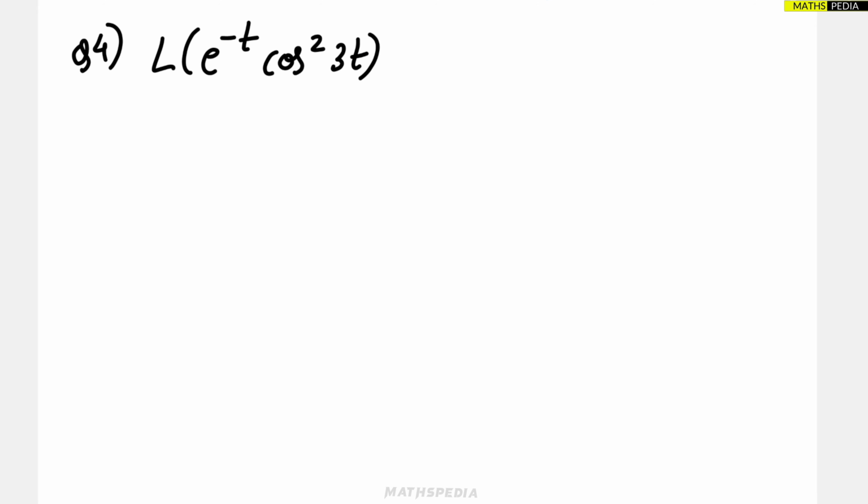So here we are taking the fourth question. Here it is e power minus t into cos square 3t. So this part we have already done, cos square values. We will try to analyze here also. So cos square 3t, first we have to find the Laplace transform of what? Function of t we have to find. What is function of t? This part, this I will first find.